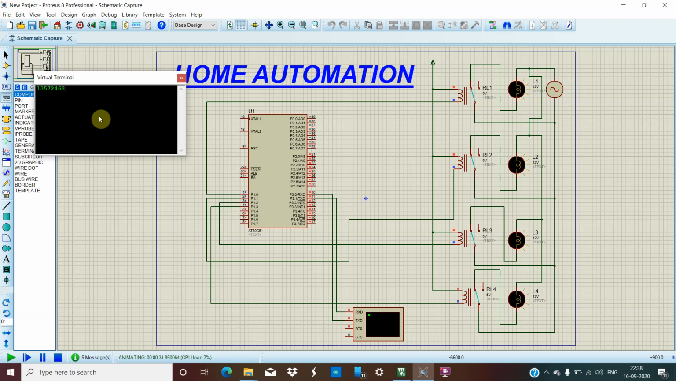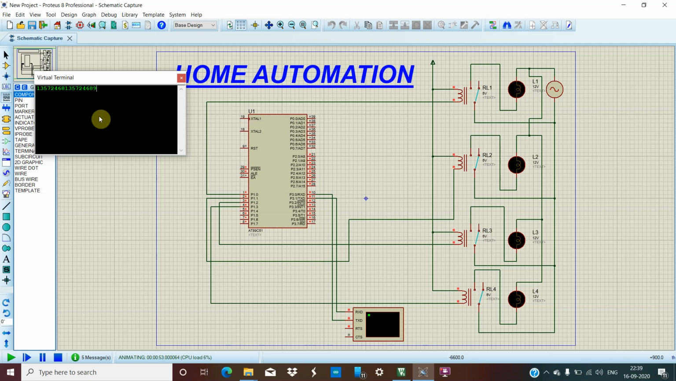Let me disable all those things. 1, it gets disabled. 3, it gets disabled. 5, it gets disabled. And as well as 7, it gets disabled. I've also told you that if I give 9 as an input, everything gets reset. Let me show you that. 2, 4, 6. I'm giving 9, everything gets reset.